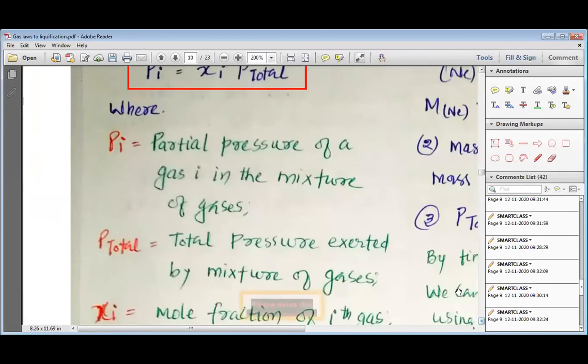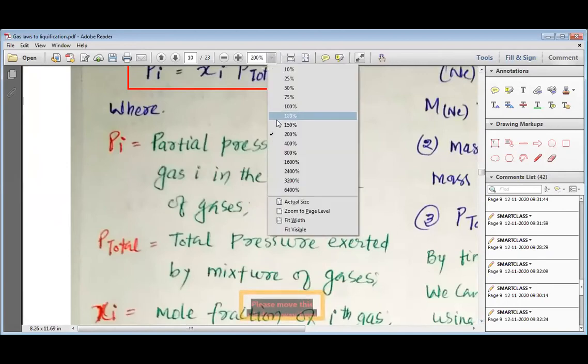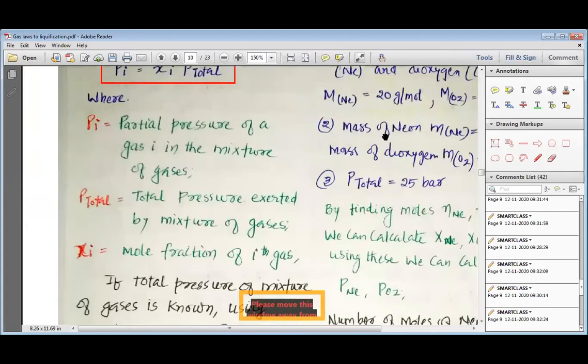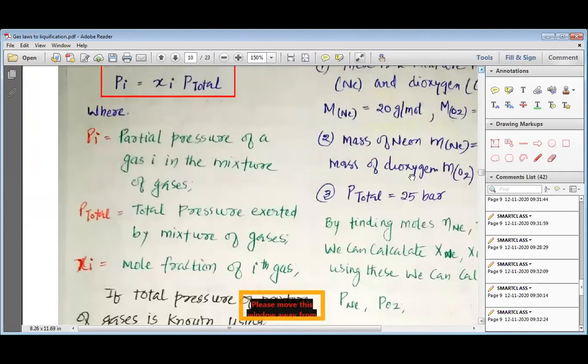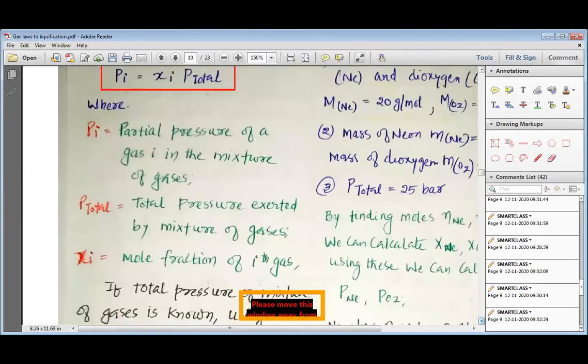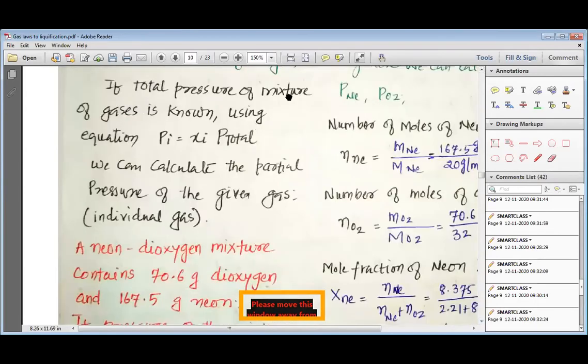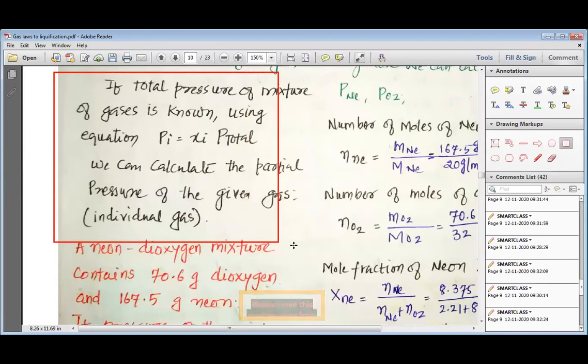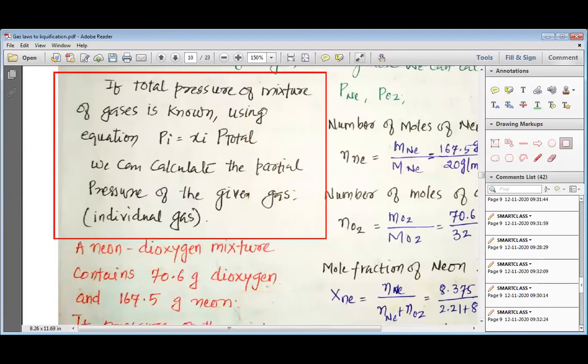P total is the total pressure exerted by the mixture of gas, and Xi is the mole fraction of the ith gas. That means first, second, third, fourth, fifth, whatever the number. And thus we can write in sentences that the total pressure of a mixture of gas is known using the equation Pi is equal to Xi P total.